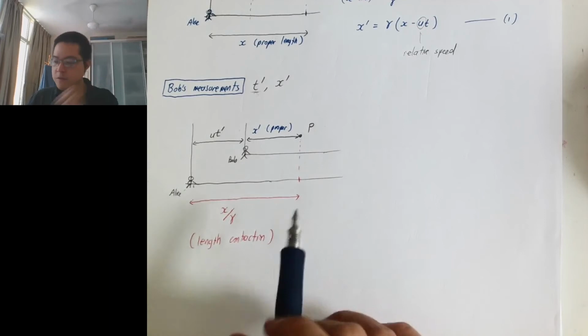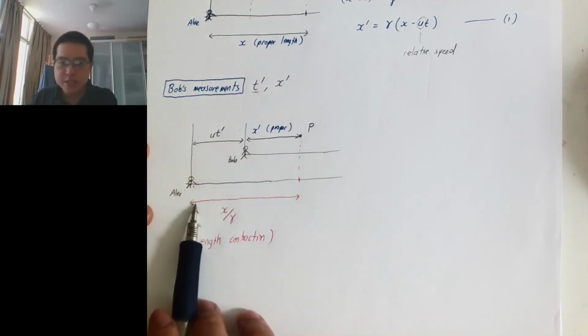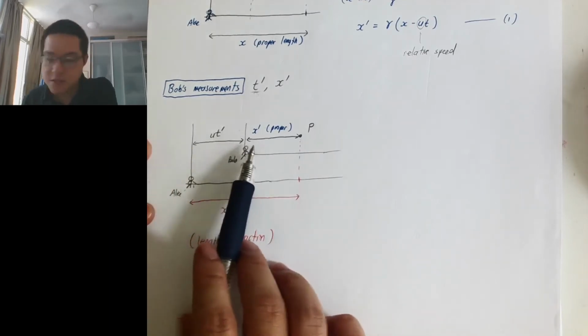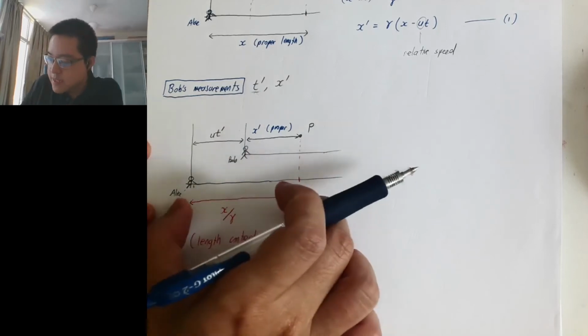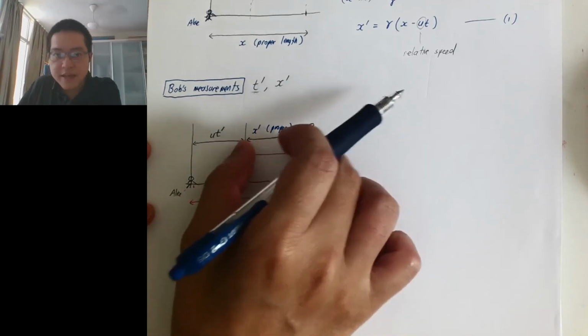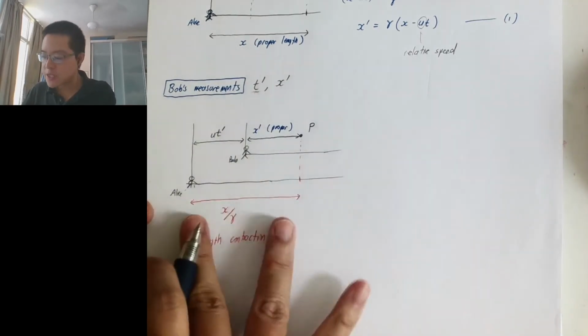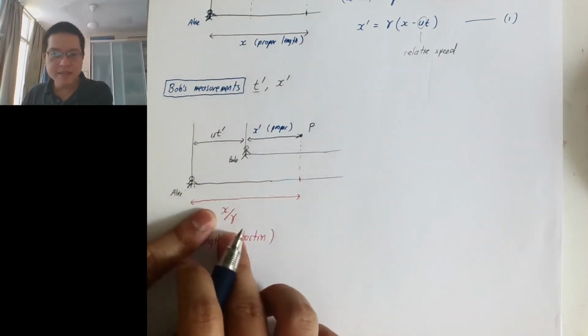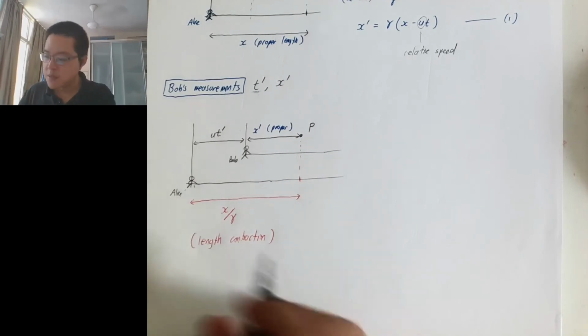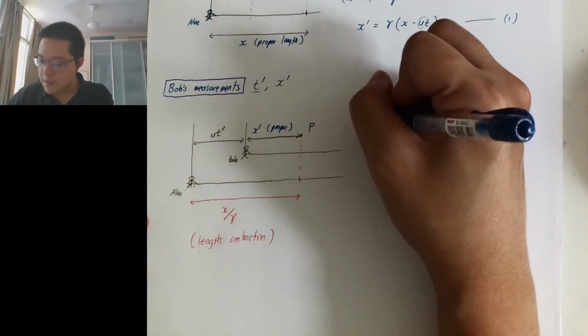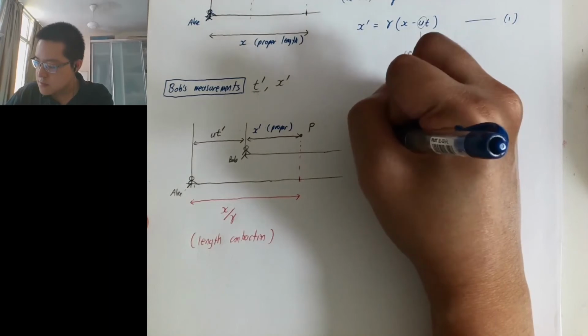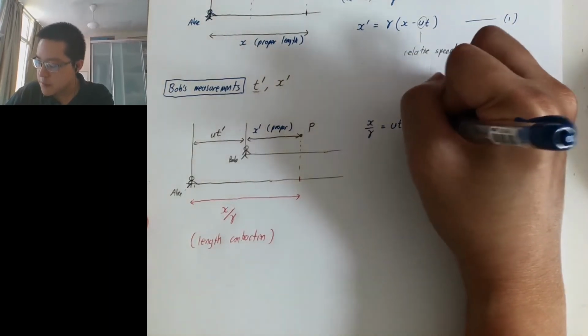So now I have made sure I've gotten all my values using Bob's frame. So this length is equal to this length plus this length, right? In the same frame you can add up the lengths. I make sure that Bob's length is x divided by gamma, so that is Bob's measurement, right? So we get x over gamma is equal to ut prime plus x prime.